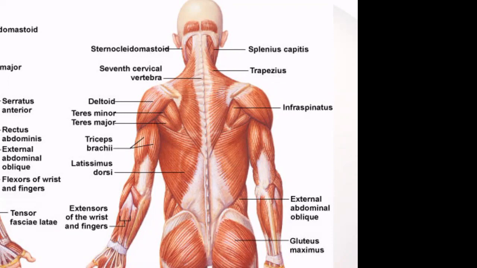The triceps brachii, this is the muscle on the back of the arm, posterior aspect, that's going to extend the arm. It works the opposite of the biceps brachii. The latissimus dorsi, those large back muscles you're going to use to pull something down towards you or pull yourself up on a branch. Even help with rowing a boat.